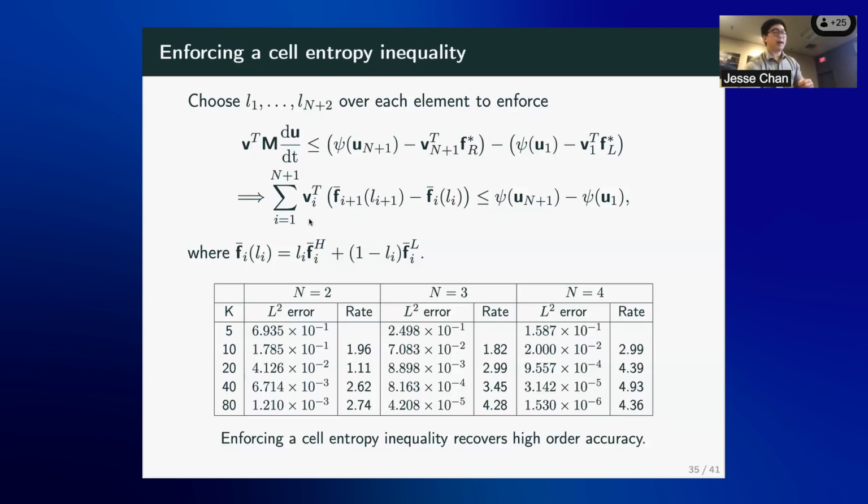So you end up getting an optimization problem, which has a very specific structure, but more importantly, if you take degree 2, degree 3, degree 4, then you suddenly see that we're no longer restricted to low order accuracy. We get rates of 2.74, 4.28, 4.36. We're not getting perfect high order rates, but we do seem to, again, achieve high order accuracy.